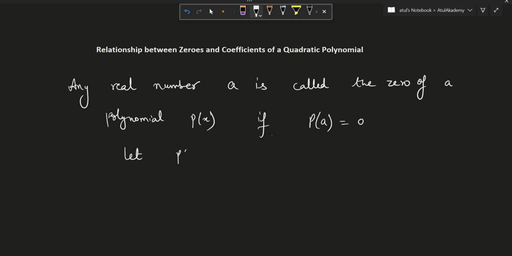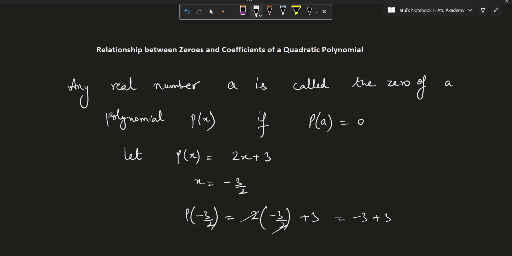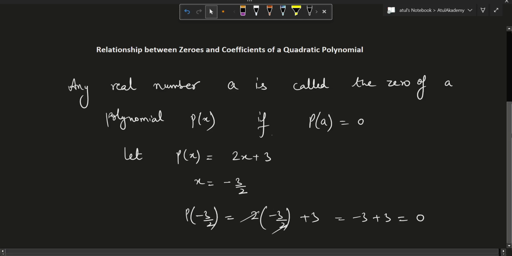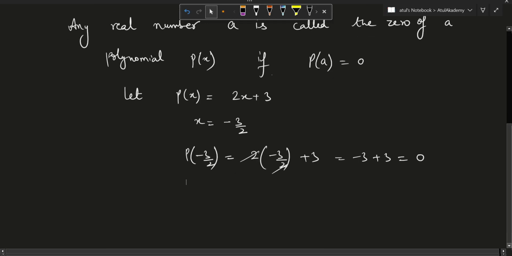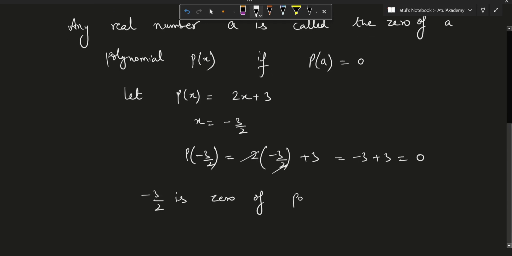Let's say we have a polynomial 2x plus 3. Now, if I substitute the value of x as minus 3 by 2, what will it change? You put it like this. You cancel the 2, minus 3 plus 3 is now what? It's 0. So p of minus 3 by 2 is 0 over here. So this is called the zero of my polynomial p of x. So I'll say minus 3 by 2 is the zero of the polynomial 2x plus 3. That's called the zero of a polynomial.